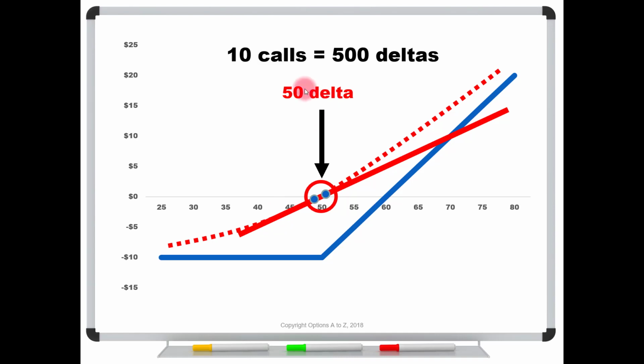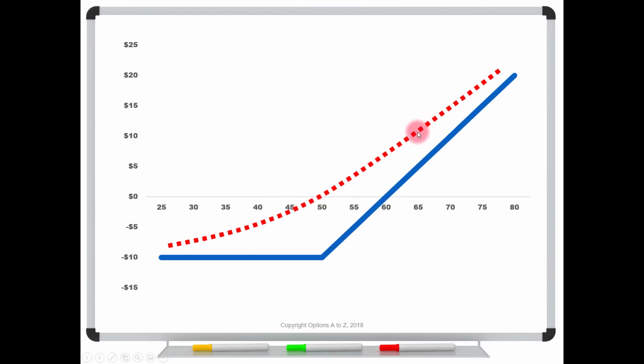So again, if you have 10 calls, yeah, you're controlling 1,000 shares, but it's only got an exposure or a delta of 50. It's behaving more like 500 shares. So do you see how it's changing because the red line is curved? It's not a straight line like it was with the shares of stock.